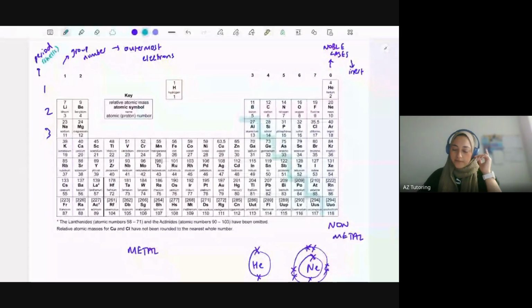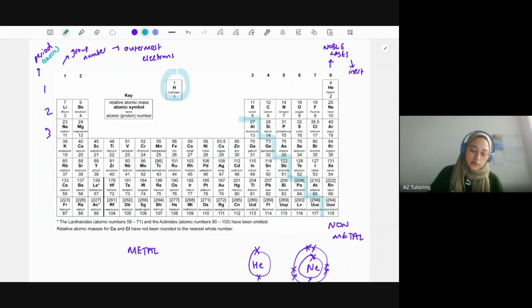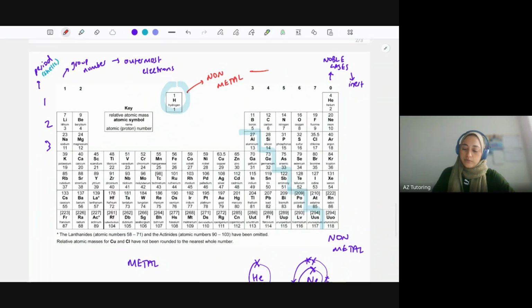Okay, what else about this? Okay, hydrogen's free floating in the middle. That's quite a common exam question as well. Why is hydrogen free floating in the middle? Why doesn't it belong anywhere? Well, what is hydrogen? Hydrogen is, I'll do this in red, hydrogen is a non-metal. So therefore, it should be on the right-hand side after that step.